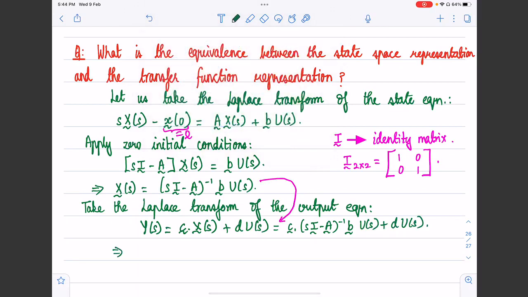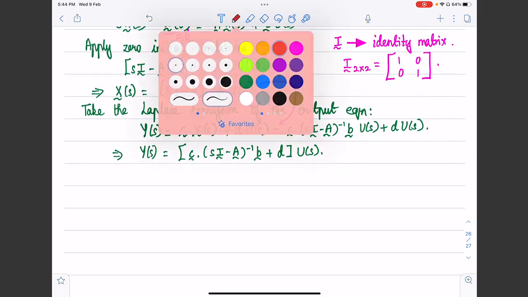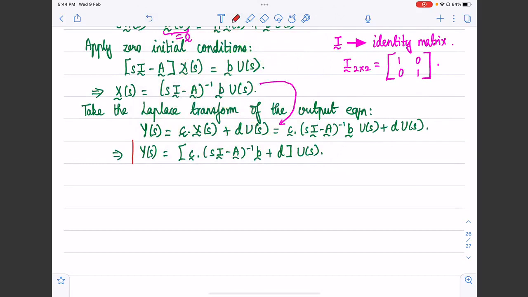So this implies that through this derivation, we have Y of S equal to C times (sI minus A) inverse B plus D, times U of S. Okay, so that's what we have. This is a very important equation.